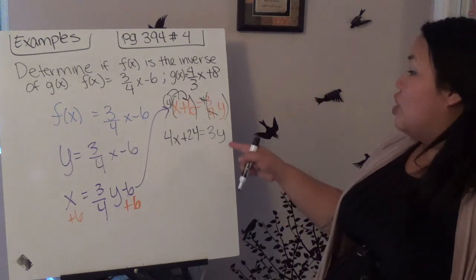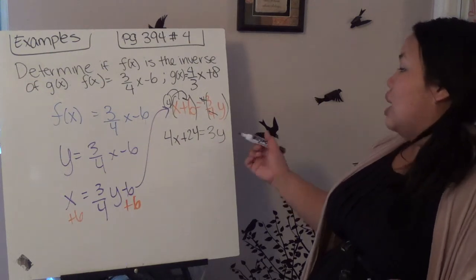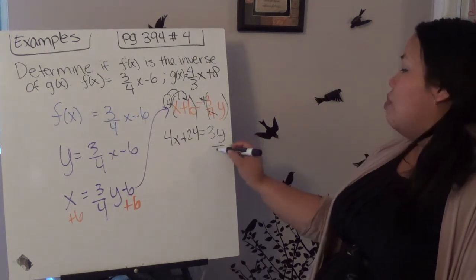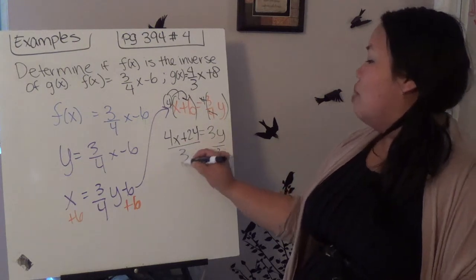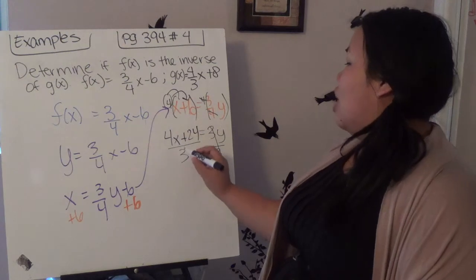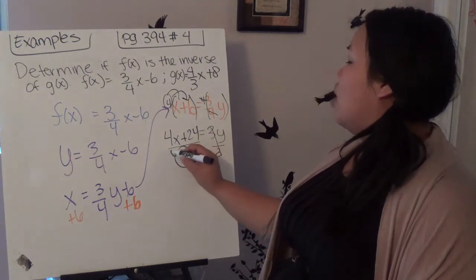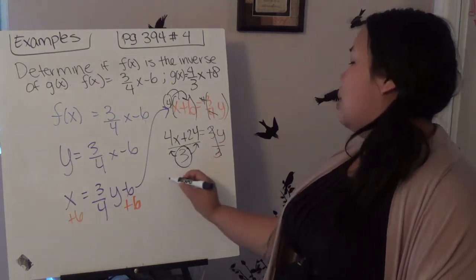So then, after I do this, I need to finally get rid of the 3. The 3 is the last thing. Since it's being multiplied by 3, I'm going to divide everything by 3. This cancels out, leaving y by itself. And I have this. What I'm going to do with this is take 3 and divide both sides by it so I can separate it.